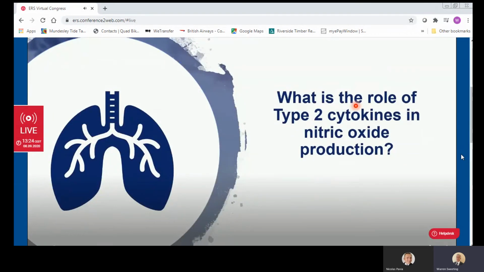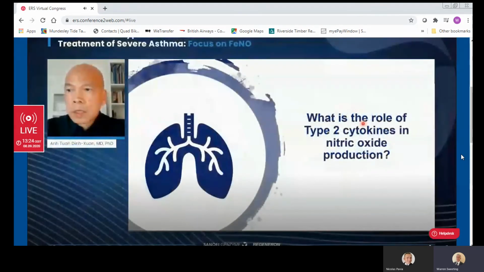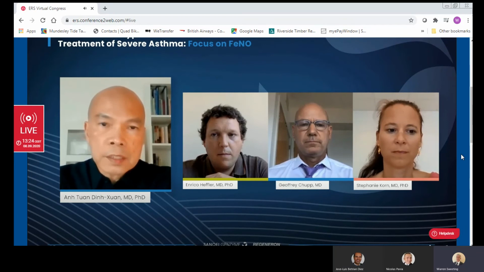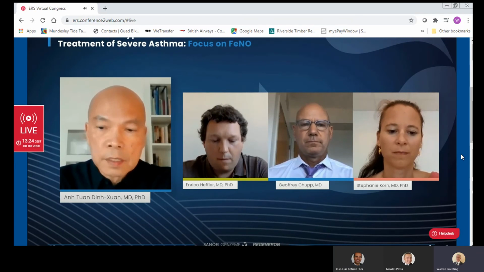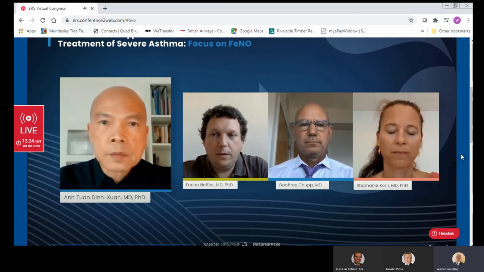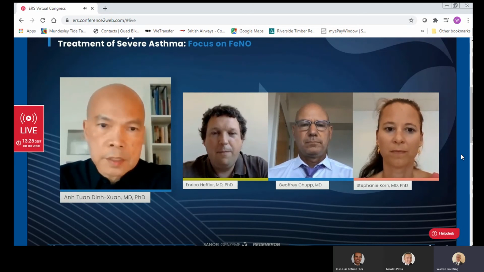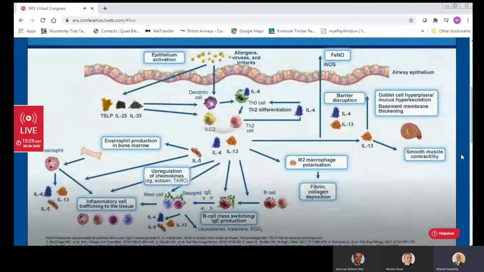Now, what is the role of type 2 cytokines in nitric oxide production? We know that type 2 cytokines play an important role in type 2 inflammation. We are going now to discuss, with the help of my colleagues, to better understand and to decipher the underlying mechanism leading to the link between type 2 inflammation and the synthesis of nitric oxide. Maybe Professor Kohn can help us to better understand this rather complicated slide. Thank you very much. I will try to do that.